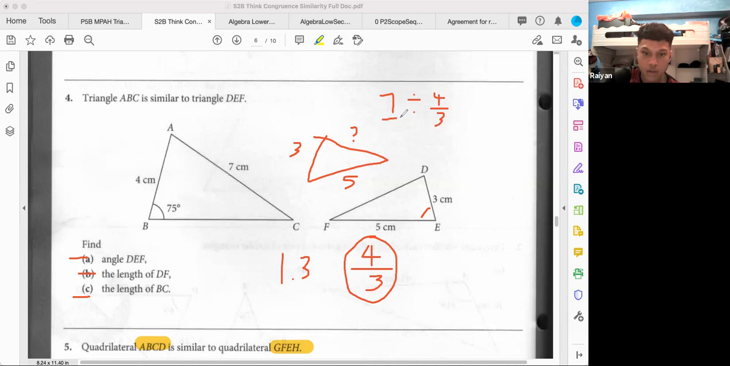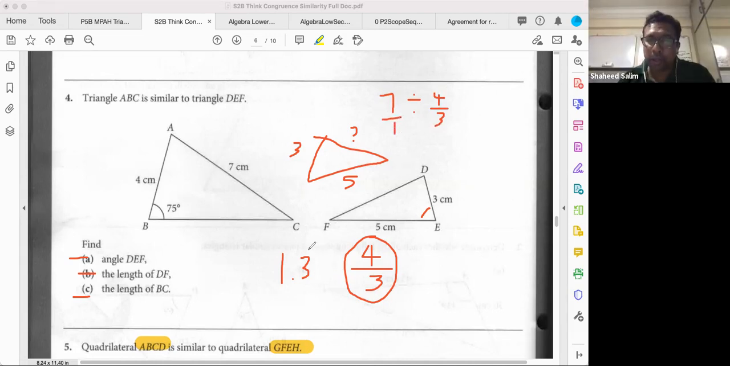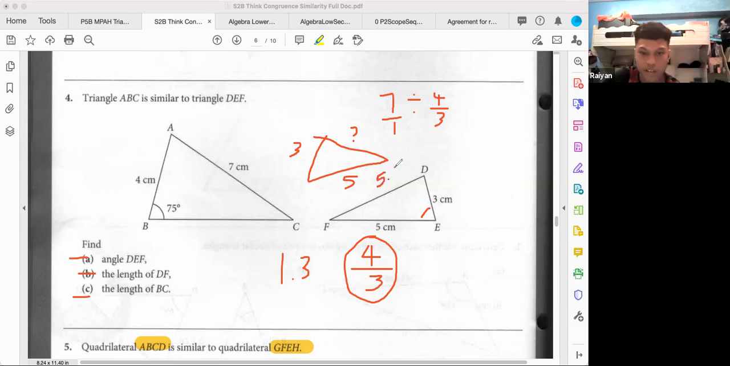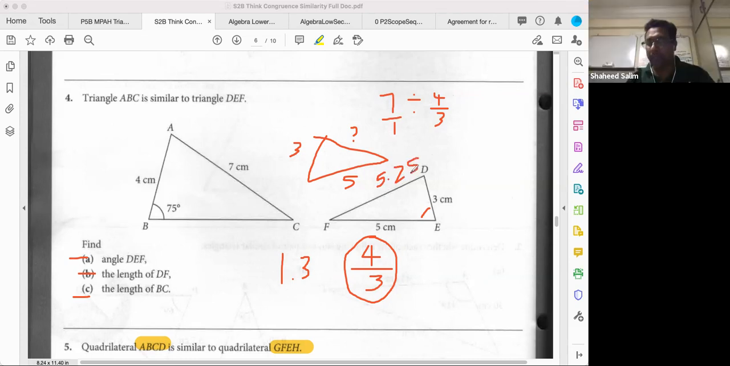Then by 1.3. Once you put 1.3, it's not so accurate, because this is 1.33333333. You try now, 7 divided by 4/3. You try, see what's the answer. 5.25. What was your answer? 5.3. 5.4, right? Can you see there's a difference?